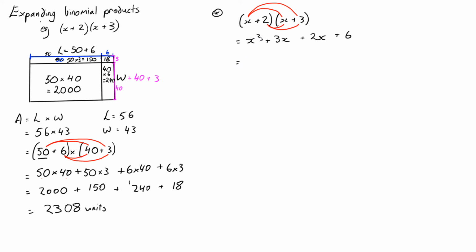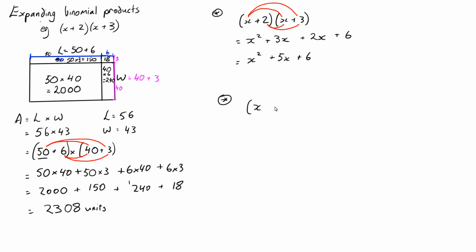And then we say, well, what are our like terms? We've got an x squared term, a 3x and a 2x makes a 5x, and then 6 being added at the end there. So that's expanding the binomial products. And this is the numerical way of what we're actually doing, and hopefully that makes a bit of sense. So let's just do another example to finish off.